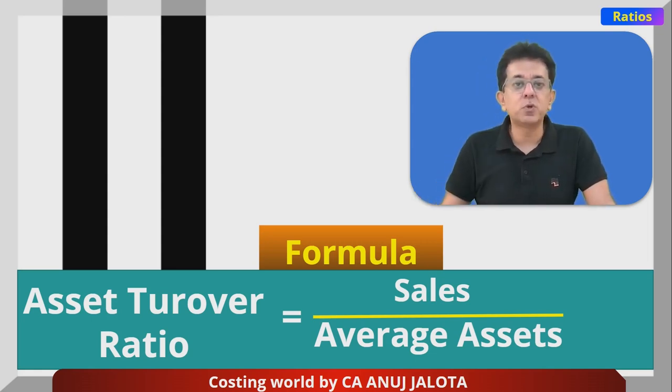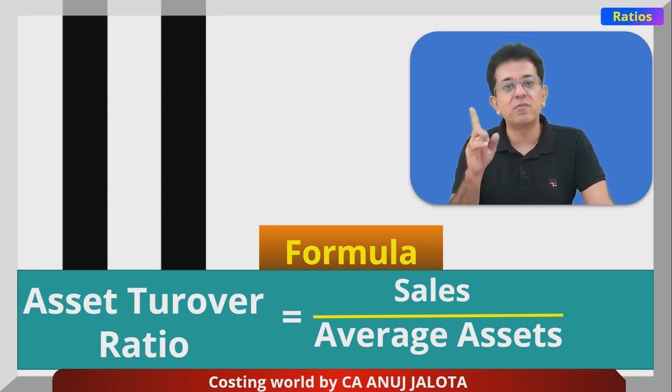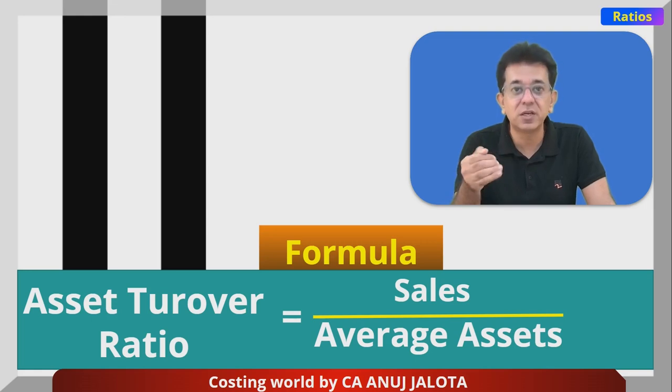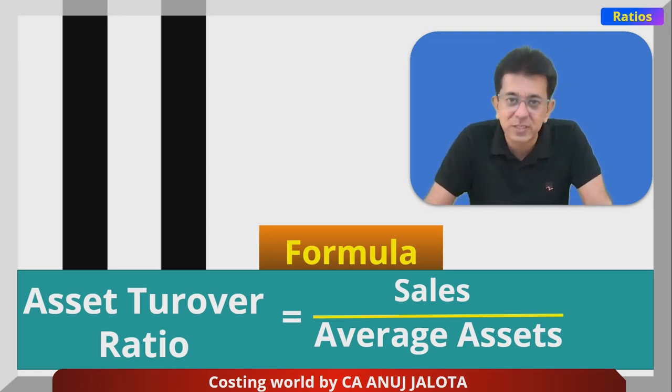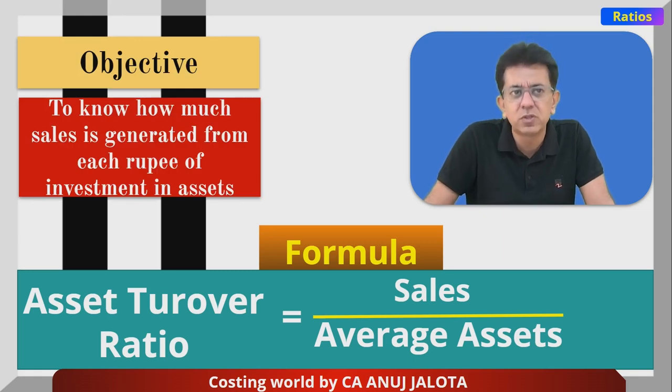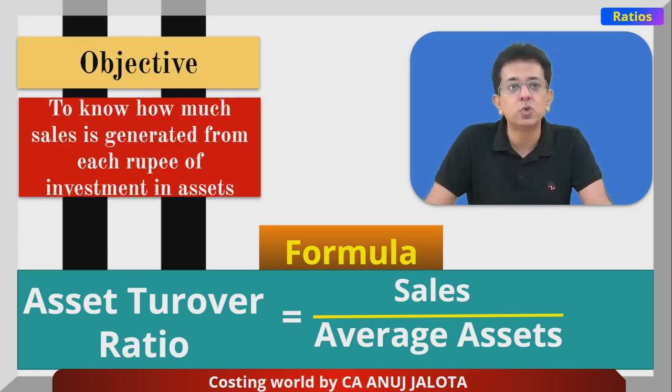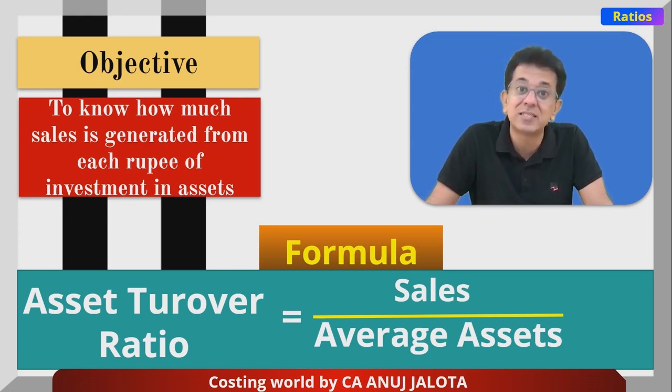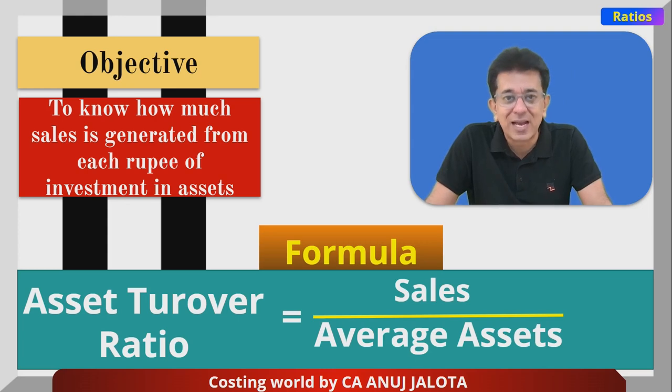So therefore, suppose this ratio is 2 times. What does this mean? For every rupee that you have invested in your assets, you're generating sales of 2 rupees. The objective of finding out this ratio is to know how much sales is generated from each rupee of investment in the assets. These are also called asset utilization ratios. If you use your assets in an efficient way, you will use your plant and machinery far better, produce far more, sell better, and automatically sales will be rising. So sometimes people say this is how good you are at using your assets. Okay, let's come back to the question now.